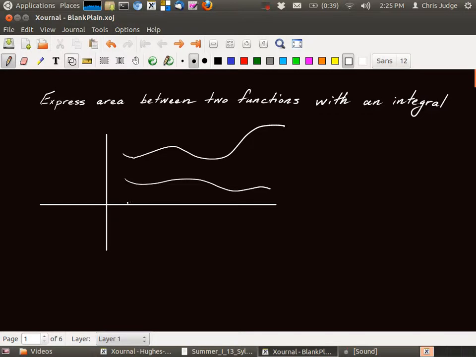And if we're given some particular x values, which will be the limits of integral a and b, then we can figure out what the area is between these two graphs. Suppose the graph above is called f and the graph below is called g, and we want to find the area between f and g lying between x equals a and x equals b. In other words, we want to find this area here.